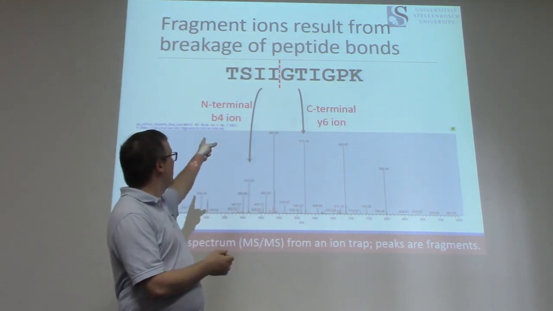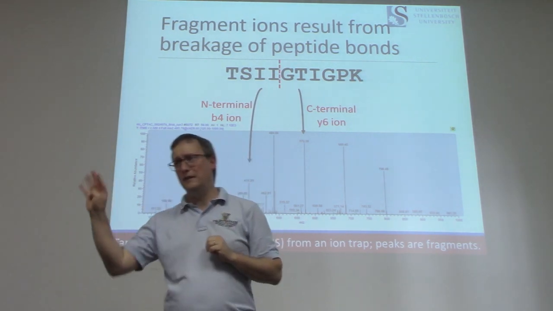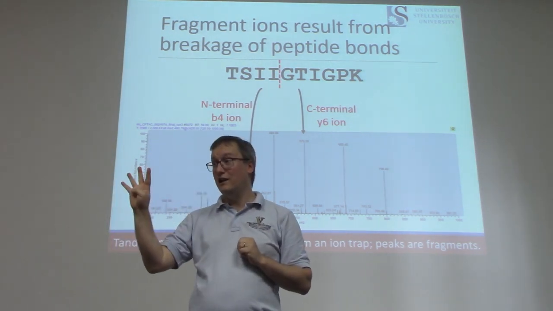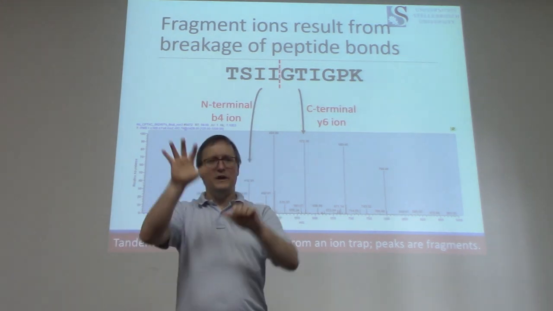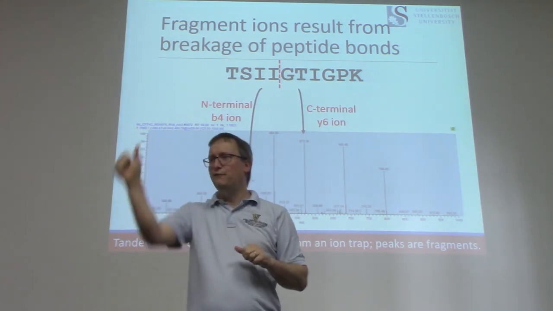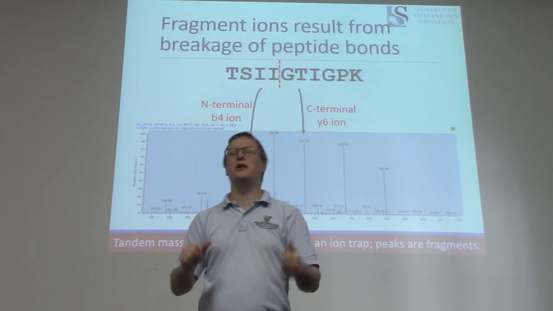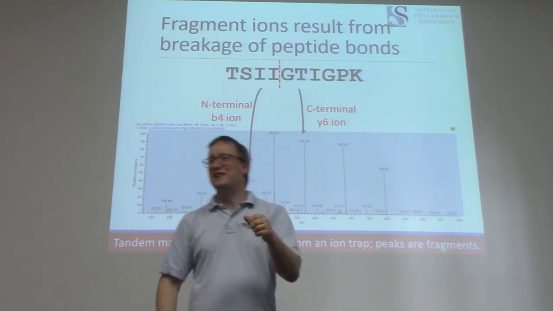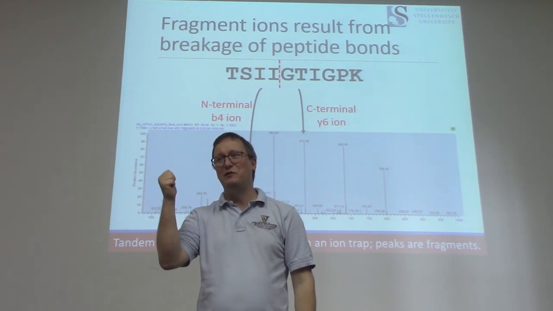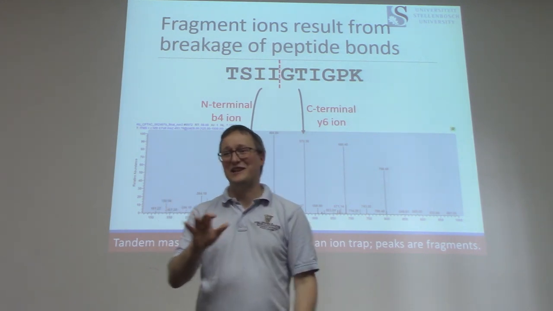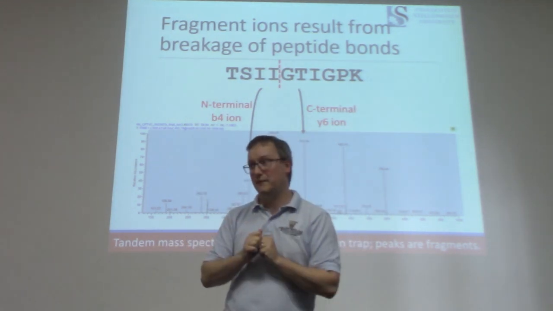Now, we have a special name for this first one. It's not just any B ion. It is the B4 ion. That's because the B ion here contains 1, 2, 3, 4 amino acids. So we created in this peptide bond breakage a B4 ion, which tells you that the other one must be an after ion. That's right. No, okay, not an after ion. It's called a Y6 ion, and you know I totally created a B4 ion in the slide just to tell that joke. That's okay. So we have the last 6 amino acids leaving in a Y ion.